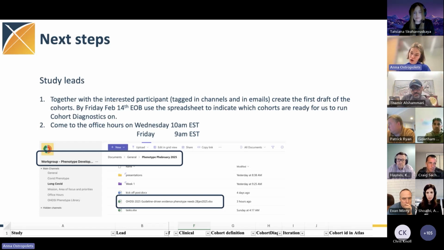So for the study leads, please engage the people who said they're interested in the channels to come together to build the cohorts together. We have 2 office hours, Wednesday 10 a.m., Friday 9 a.m. that you can come to if you have any questions, if you want coordination, if you want to pull in more people. Anything else, come to the office hours or shoot us an email. And the expectation is that if you want us to run the cohort diagnostics to look at the patients this week, please have the cohorts or the subset of the cohorts ready by Friday.